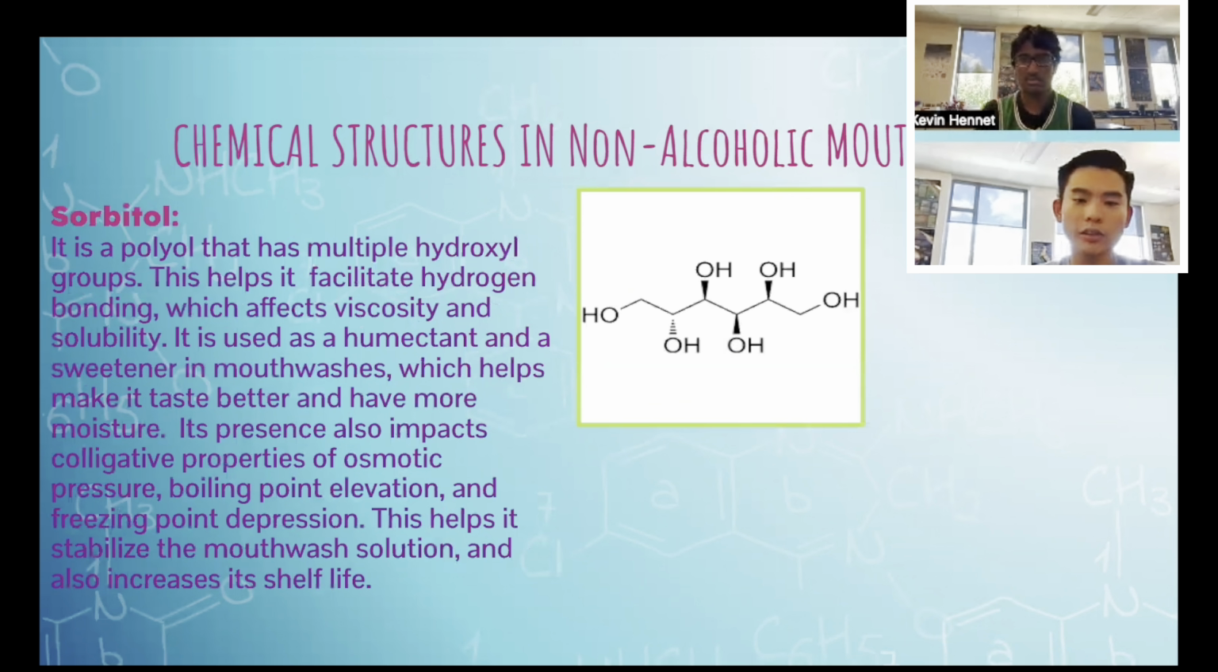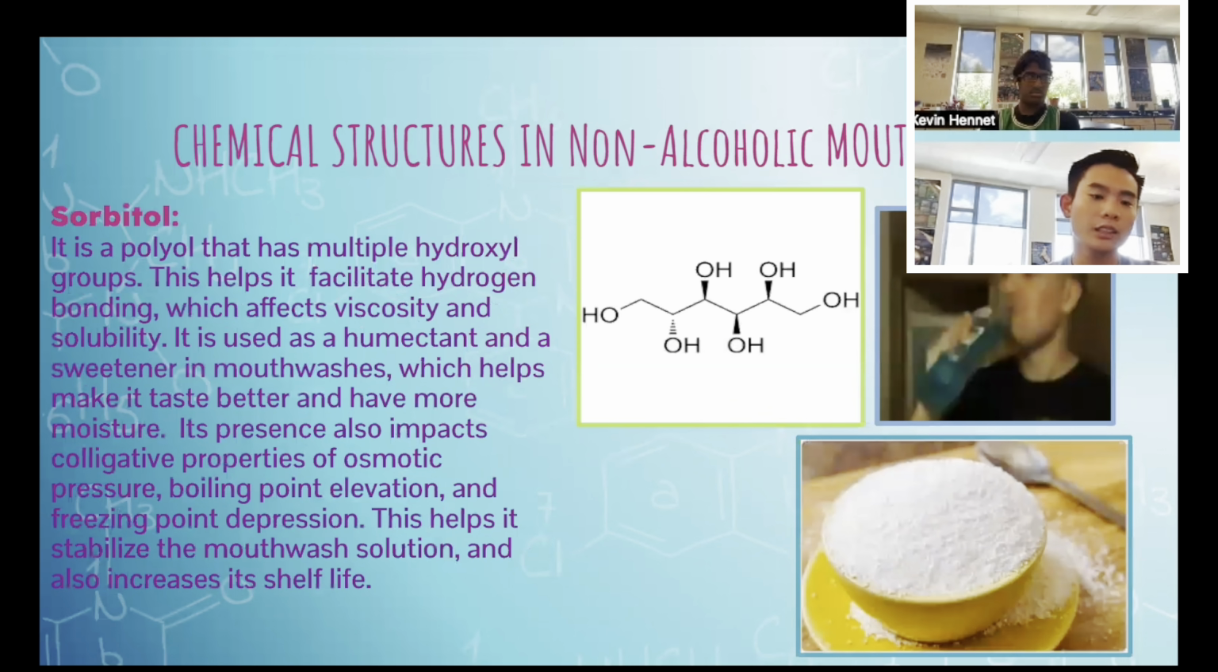So our next chemical is sorbitol, and basically this is used as a polyol and as a humectant. It can basically be used as a sweetener in mouthwashes. This helps make the mouthwash taste better. It can also help stabilize the mouthwash solution. And this is also important because it helps increase the life of the mouthwash, making it last longer.